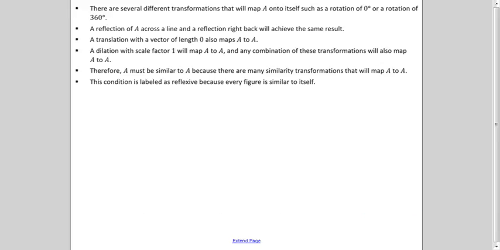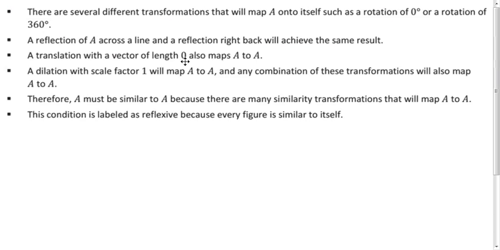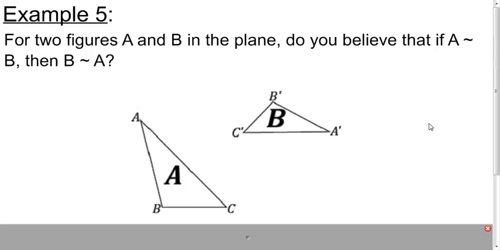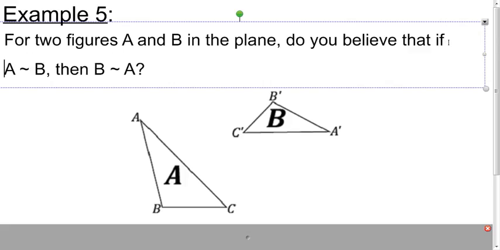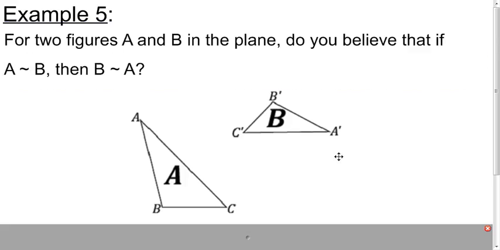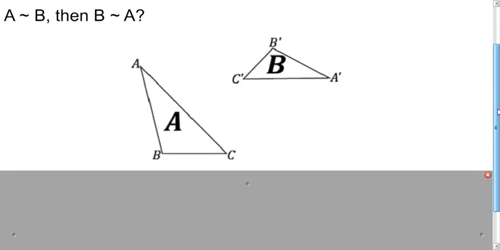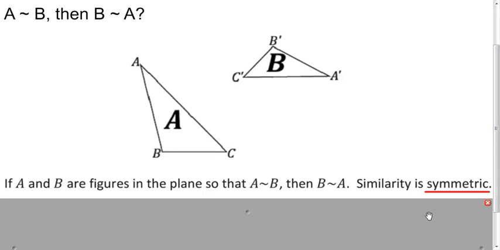So a lot of ways you could think about it. We could rotate 0 degrees or 360 degrees. We could dilate with a scale factor of 1. There's lots of possibilities. So food for thought here. Do we think that, if A is similar to B, that B is similar to A? So if we can map A onto B, can we map B onto A? Yeah, we just have to kind of reverse the steps we did. This is called the symmetric property.